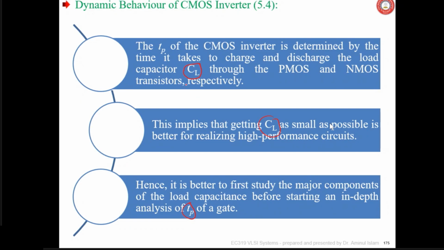Prabhat, not there. Okay. So this implies that getting CL as small as possible is better for realizing high performance circuits. We know that because to get the output, what is done actually? The CL is charged or discharged. The charging and discharging time will depend on the value of the CL. So its value low means quickly it can be charged and quickly it can be discharged. So hence it is better to first study the major components of the load capacitance before starting an in-depth analysis of tp of a gate. tp means propagation delay. Okay, propagation delay.